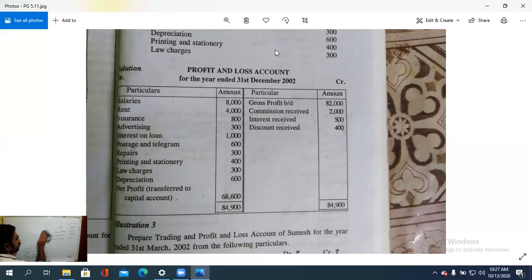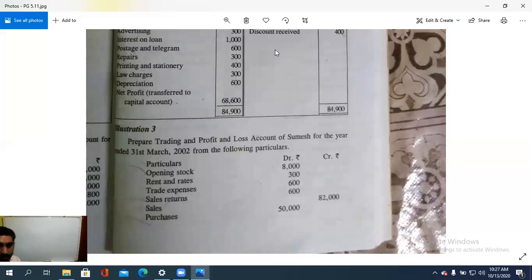So firstly, the trading account needs to be prepared, and keep it in mind what the items are with regard to the trading account. All the direct expenses and direct income come in the trading account. All the indirect expenses and indirect income come in the P&L account. So firstly, trading and P&L account. Okay. This is the total debits column. This is the total credit column. First thing, what is there?